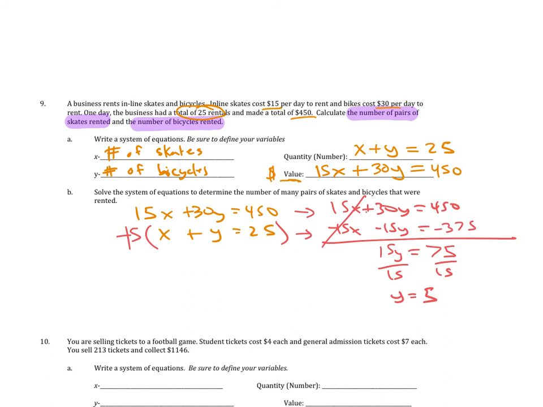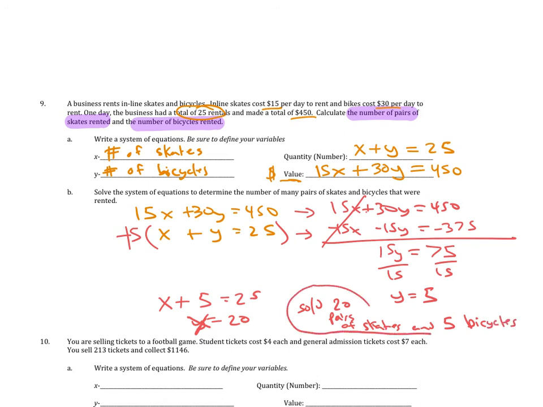And then I can plug that into my bottom equation, x plus y, x plus 5 equals 25, so x equals 20. That means we rented 20 pairs of skates and 5 bicycles. I guess it's rented.